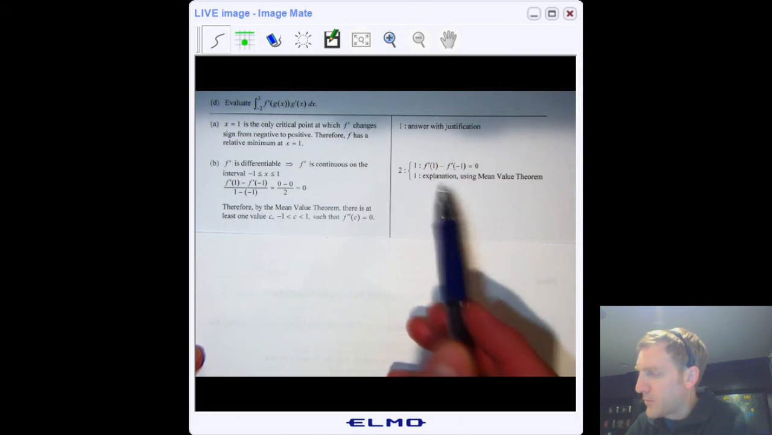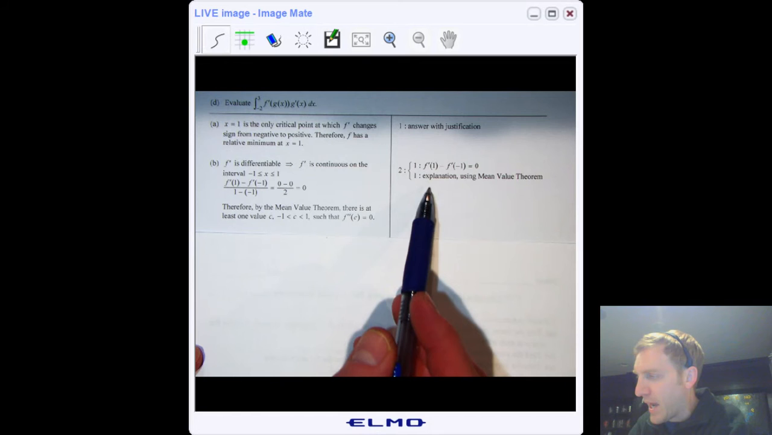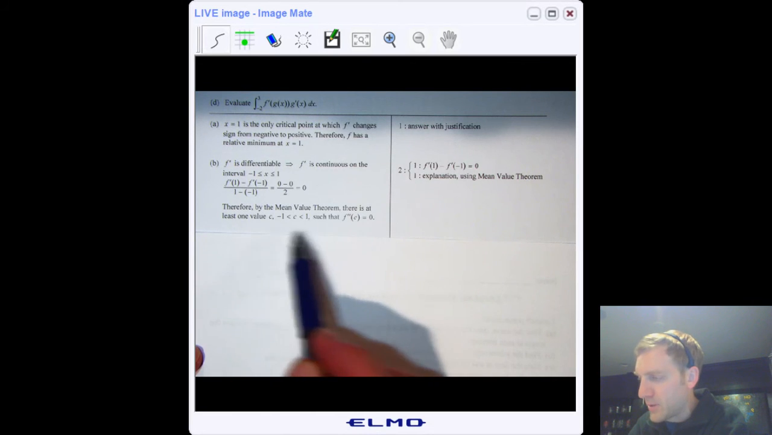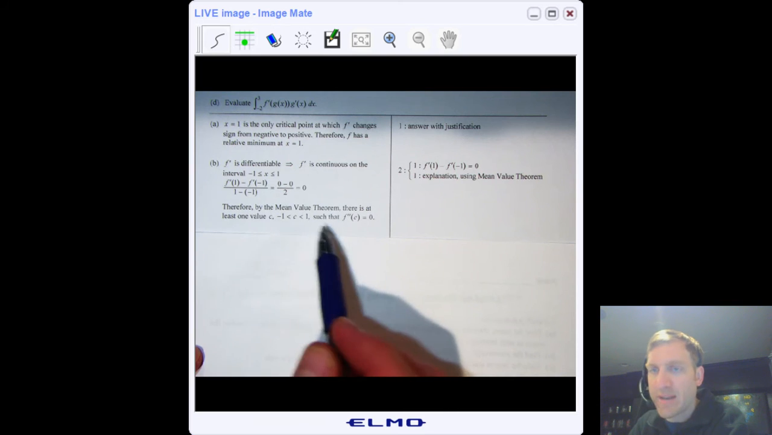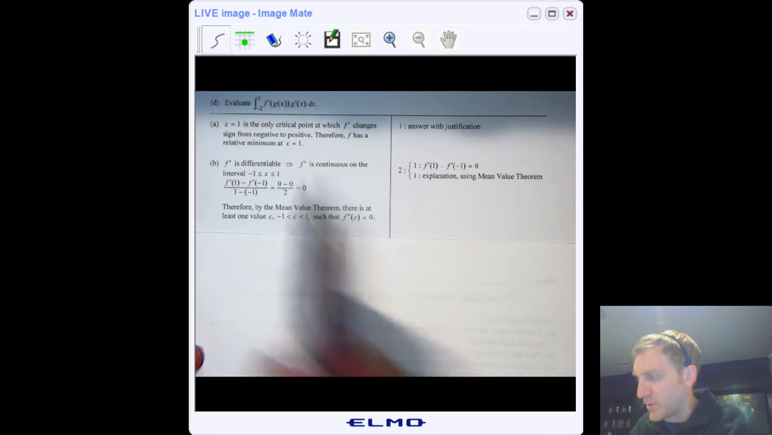1 point for showing that the slope was 0 of f prime between -1 and 1. Point for showing that slope was 0. And then 1 point for the explanation using the mean value theorem. Okay, so it doesn't have to be written out exactly like I wrote it, but you had to state that f prime was differentiable and also continuous.